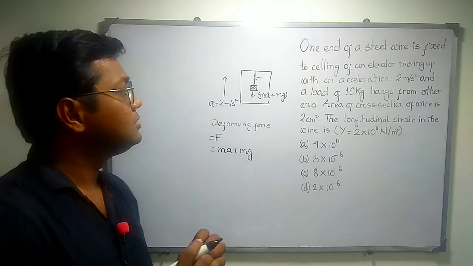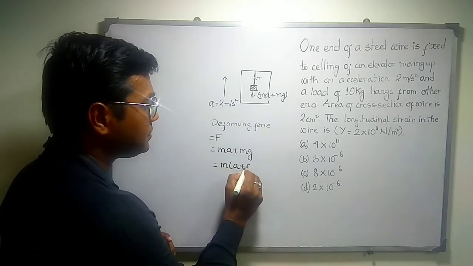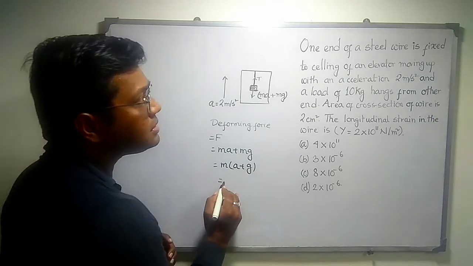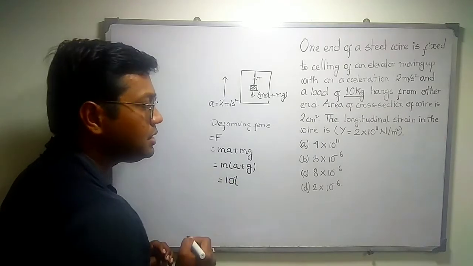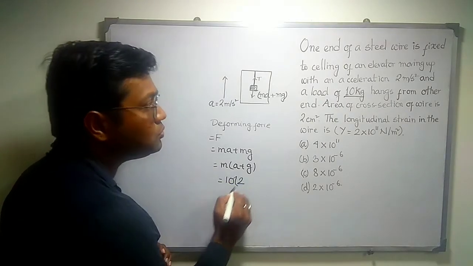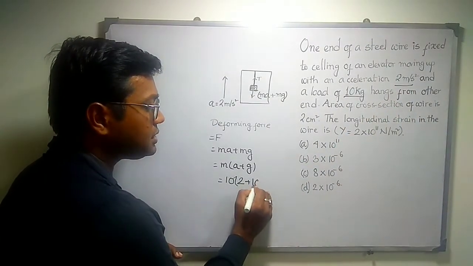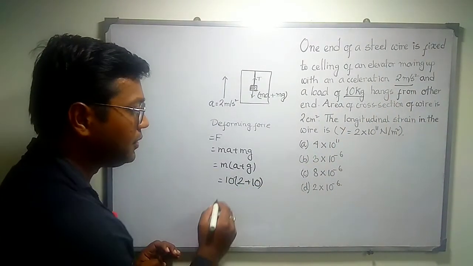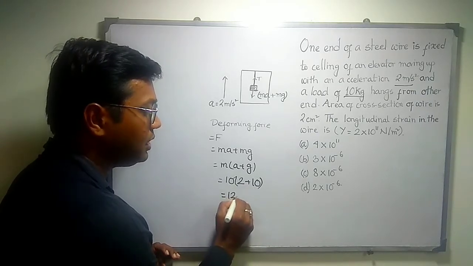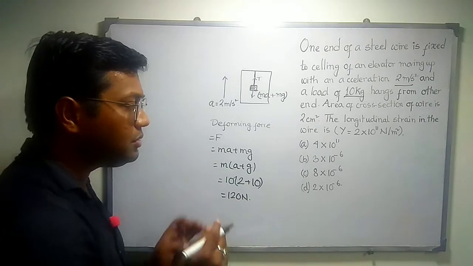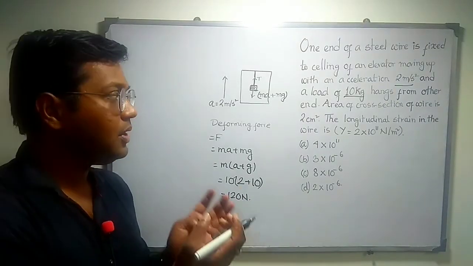So m times a plus g. M is 10 kg, so 10 is written here. Acceleration is 2 meter per second square, and g I am considering as 10 here. So this will be 10 plus 2 is 12. 12 into 10 is 120 Newton. So 120 Newton is the deforming force acting on this string.